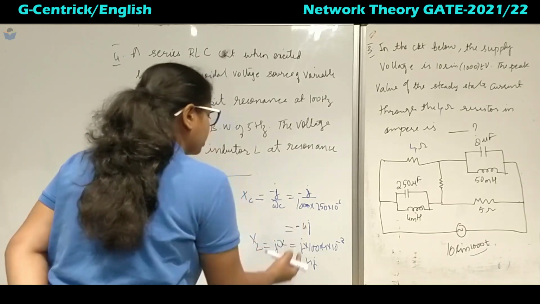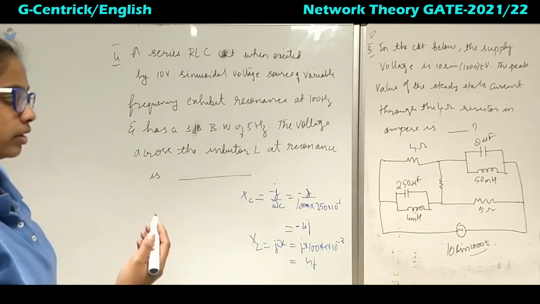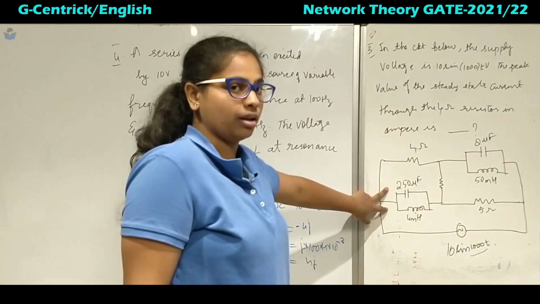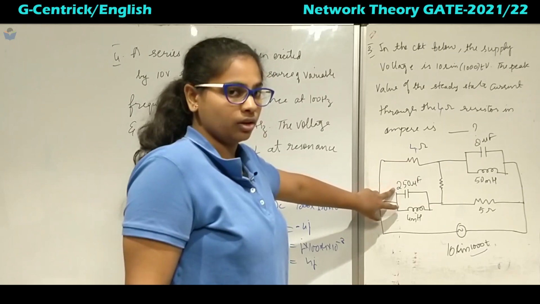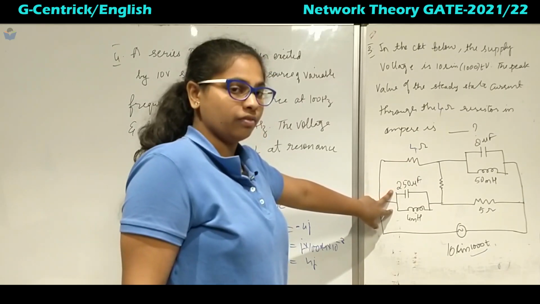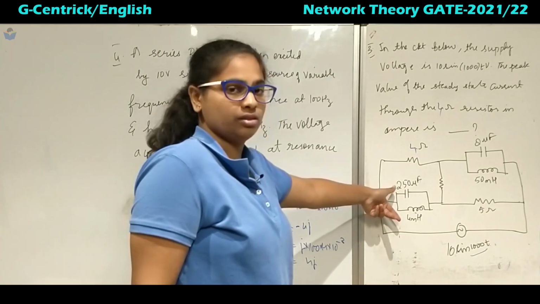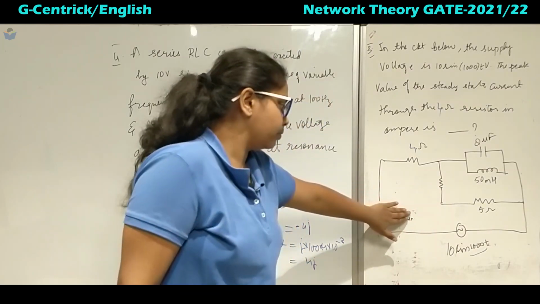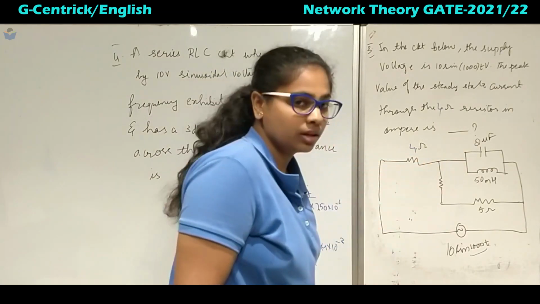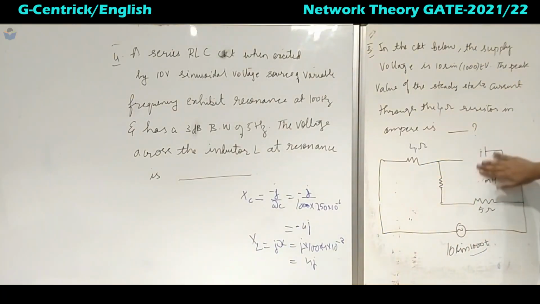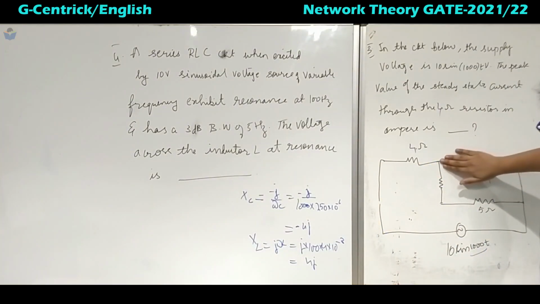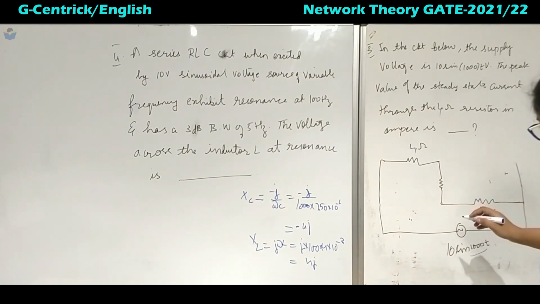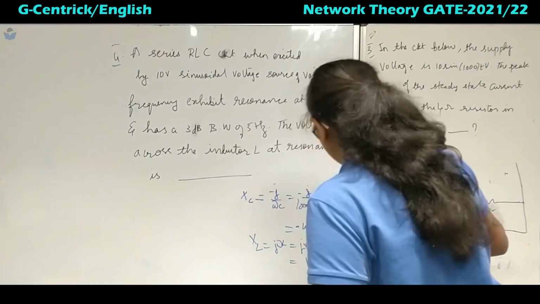Now this 4j and this minus 4j are equal, so they will get cancelled out. These two are in parallel. In parallel at resonance, because XL is equal to XC, we have seen that it will be an open circuit. Now similarly, if you find the value of this, for them it will also be the same, so this will also become an open circuit. Here it is joined. How much was this? Sorry, I think this is 1 ohm.